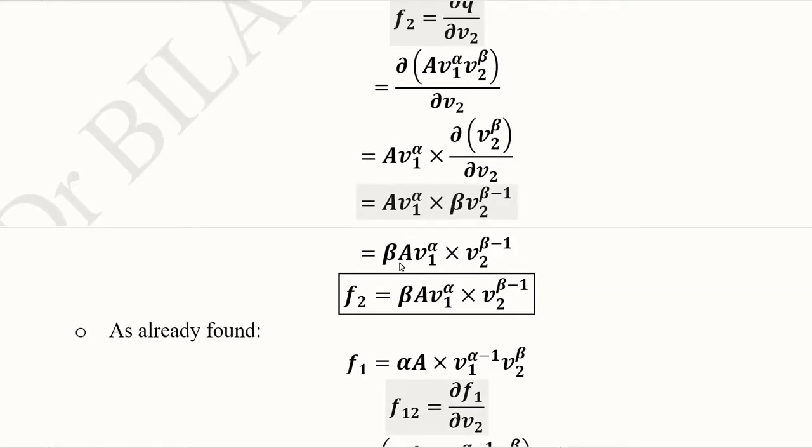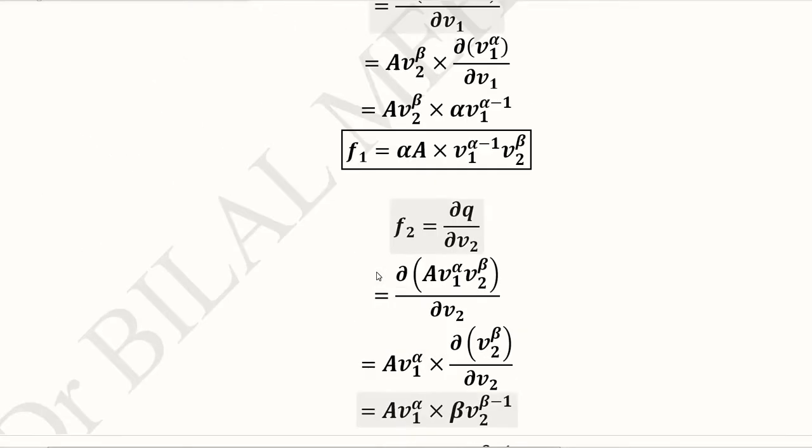Now this is the form after we bring beta at the end of this, and we can write it like this. This is a more consolidated form because the two coefficients are coming first, and then there is v1, and then there is v2. So we have developed f2 as well.